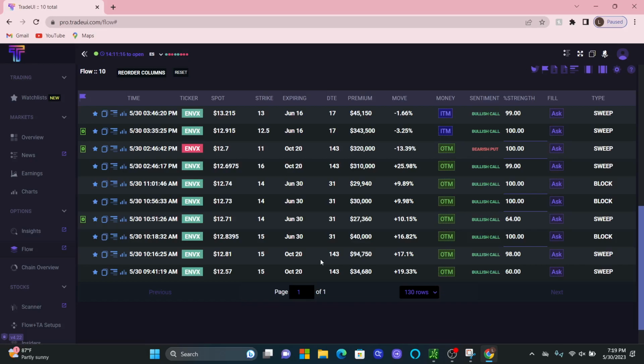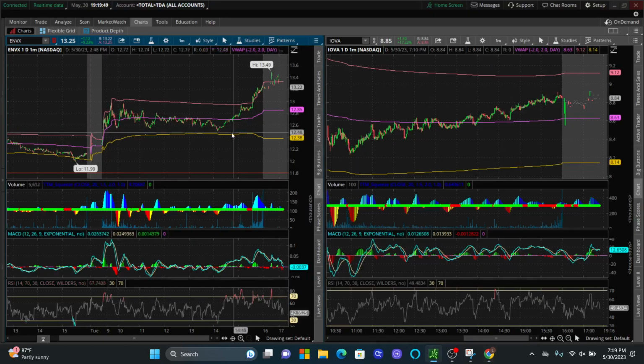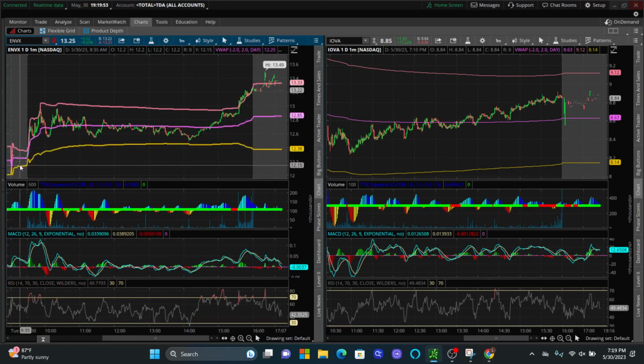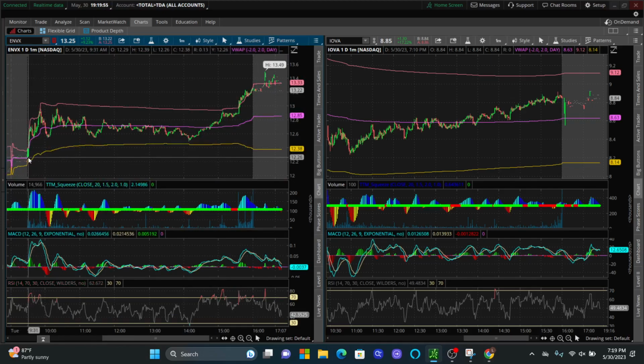However, this is where you really have to justify why they are buying the 14 strike. Let's look at the chart and really see what's going on here. I already pulled up the chart right here, and this is actually from one day. As you can see, it popped up pretty hard at the open, from around $12.24 all the way up to $12.93, and it pulled back.